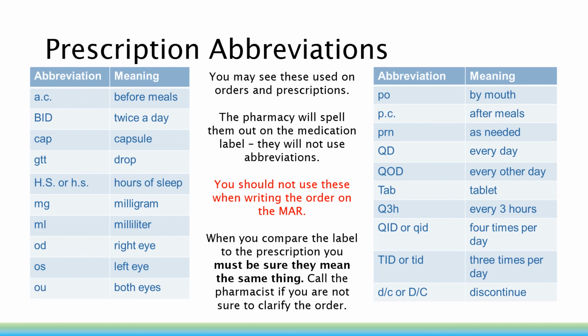Abbreviation AC, before meals. BID, twice a day. CAP, capsule. GTT, drop. HS, either lowercase or uppercase, hours of sleep. mg, milligram. ml, milliliter. OD, right eye. OS, left eye. OU, both eyes. PO, by mouth. PC, after meals. PRN, as needed. QD, every day. QOD, every other day. TAB, tablet. Q3H, every 3 hours. QID, either uppercase or lowercase, 4 times a day. TID, uppercase or lowercase, 3 times per day. DC, or D/C, either capital or lowercase, discontinue.